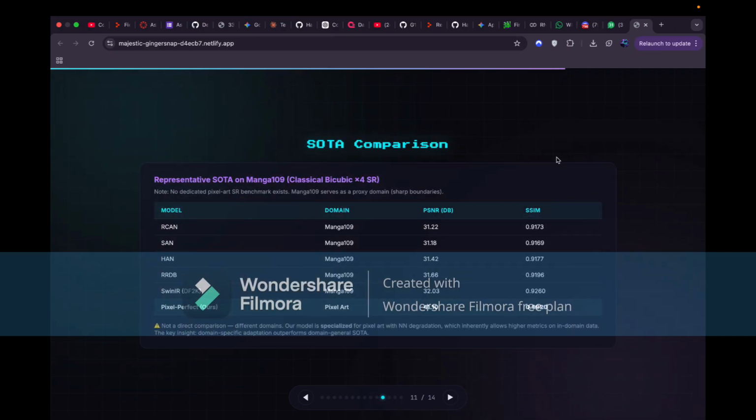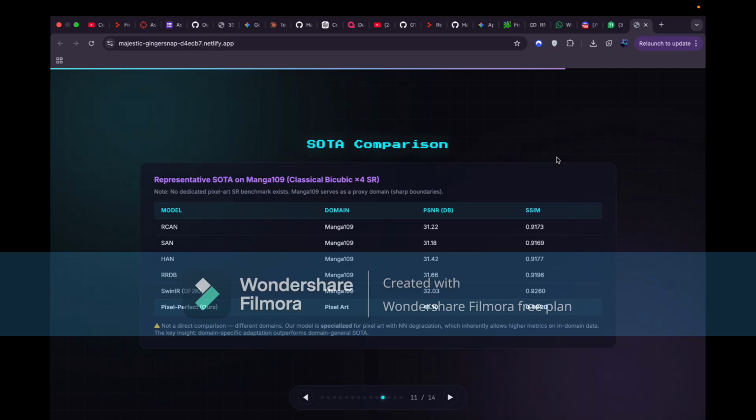Okay, now for the SOTA comparison. For context, we compare against state-of-the-art results on Manga109, which serves as the closest proxy benchmark. It has sharp line art and clean boundaries. The best SOTA model, SwinIR trained on DF2K, achieves 32.03 dB PSNR and 0.926 SSIM on Manga109. Our model achieves 41.1 dB and 0.992 SSIM on our pixel art test set.